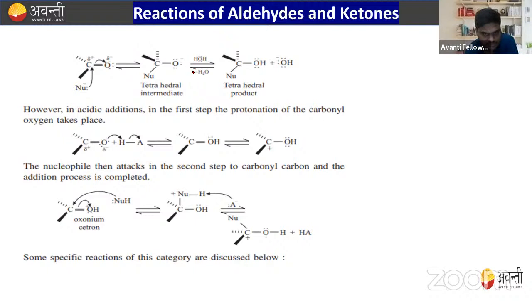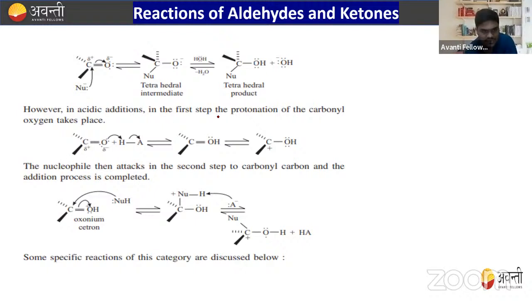Now, what is happening here? The oxygen becomes O negative, so an H will be removed from the water. This becomes the tetrahedral product, and the oxygen becomes OH. This attack of H takes place from the water, so it becomes HOH, and now we have OH negative.